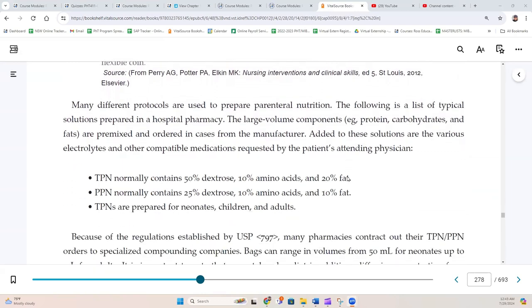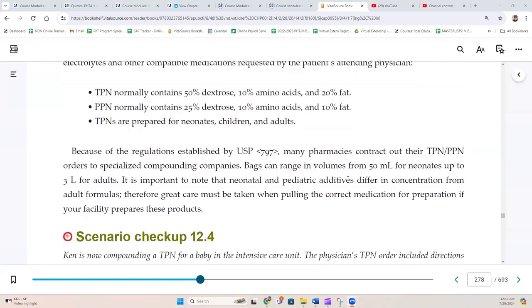Many different protocols are used to prepare parenteral nutrition. The following is a list of typical solutions prepared in a hospital pharmacy. The large volume components, protein, carbohydrates, and fats, are pre-mixed and ordered in cases from the manufacturer. Adding to these solutions are the various electrolytes and other compatible medication requested by the patient's attending physician.